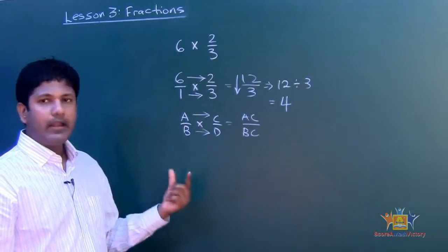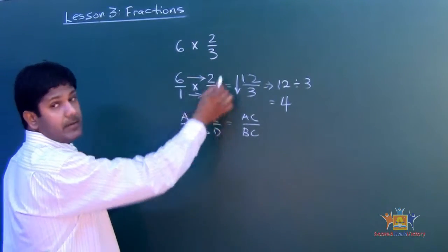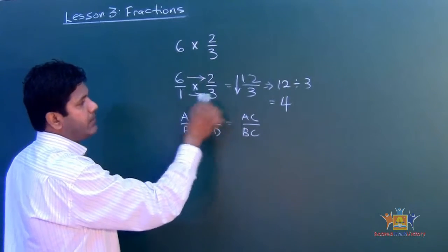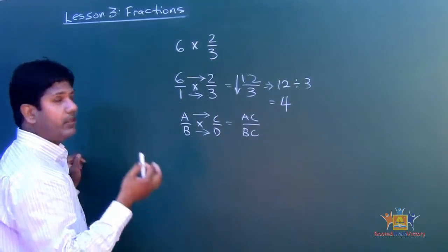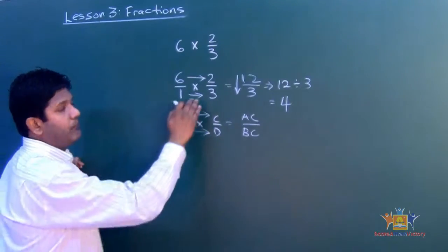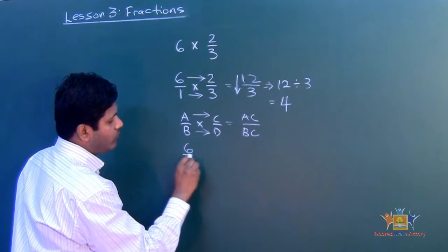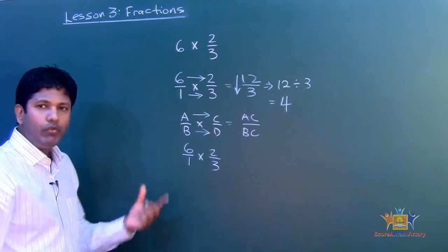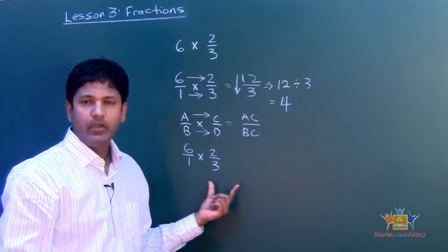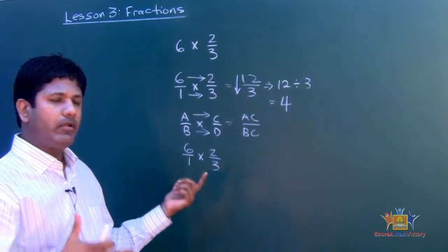Now one thing I want you to understand is, let's take this problem itself. We multiplied right away, we got this, and then we simplified it and got 4. Now there is another thing you can do before you apply the double arrow method. Let's retake that: 6 over 1 times 2 over 3. We want to reduce or simplify it before we apply the double arrow method. What do I mean by that?